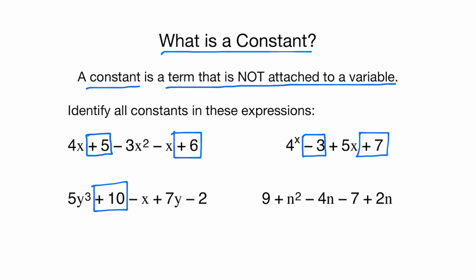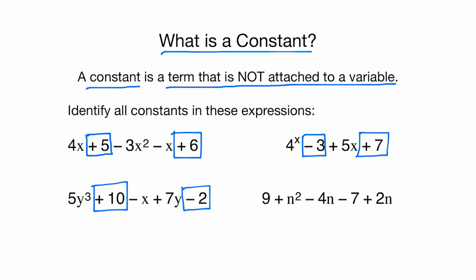Now we have minus x, that's a variable, plus 7y. 7 is being multiplied by a variable, so it's not a constant, but negative 2 is a constant. It will not change value when y or x changes value. It will always stay minus 2. Okay, next expression.